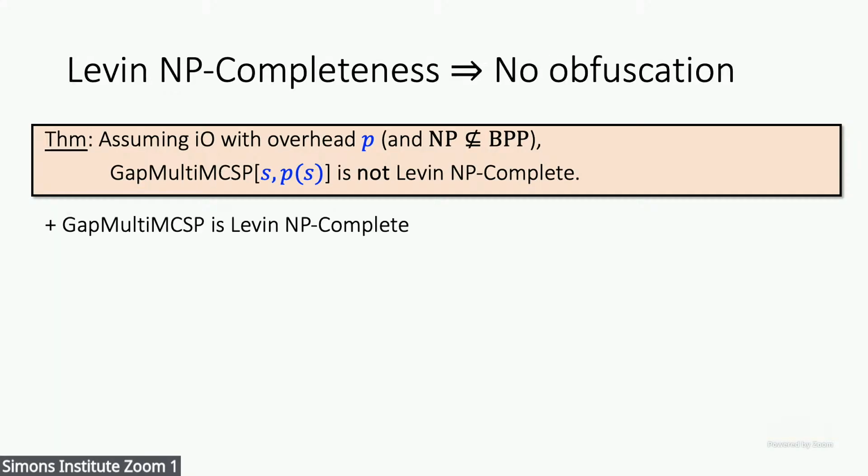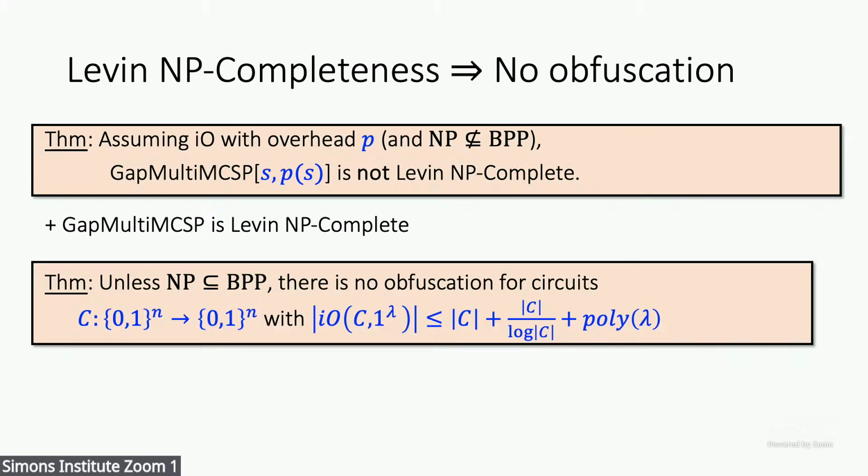And now we know that assuming IO with overhead P, gap multi-MCSP is not Levin NP-complete, but we do know that gap multi-MCSP is NP-complete. So we get this lower bound on obfuscation that says that unless NP is easy, we cannot obfuscate circuits with multi-outputs with additive overhead of less than |C| over log |C|, plus any polynomial in the security parameter. So this is the main result.